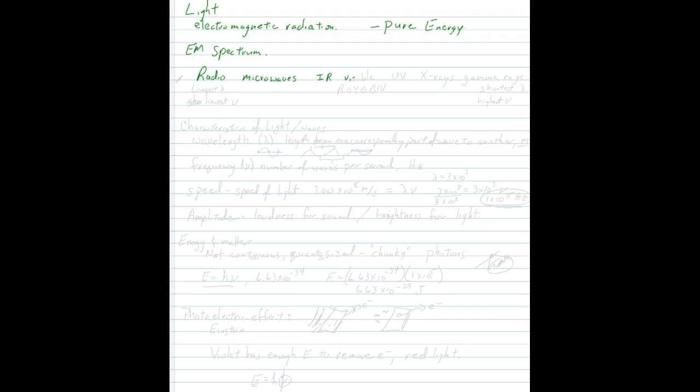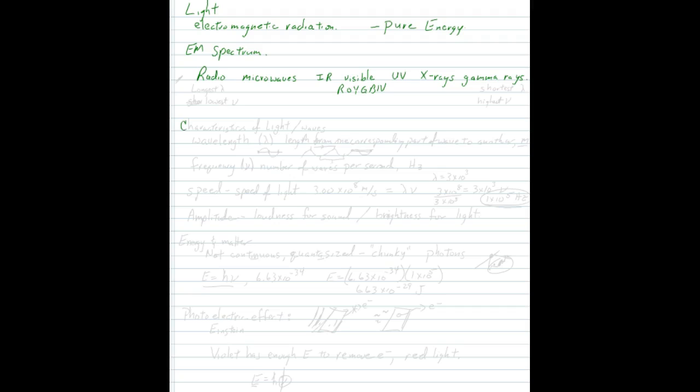Then there's a thin little sliver of visible light, not very much of the spectrum. Visible light is made up of Roy G. Biv: red, orange, yellow, green, blue, indigo, violet. And beyond violet is ultraviolet, stuff that gives you skin cancer. And then X-rays and gamma rays. So this is the electromagnetic spectrum. You have to know this.